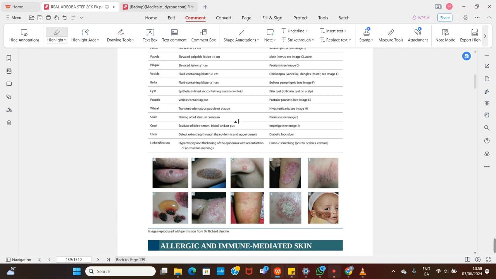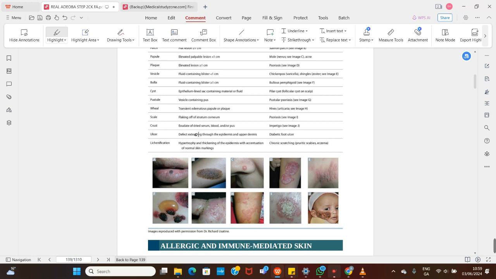So, the wheal is very common in urticaria rash or hives. So allergic reactions. We are going to see that too. So they will just tell you that you see a solid lesion elevated and edematous, that disappears within a few hours. This is definitely going to be a wheal.